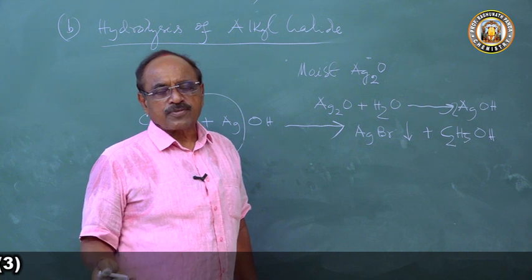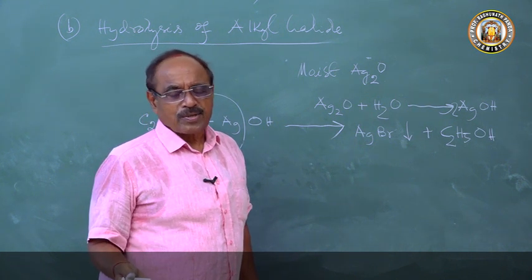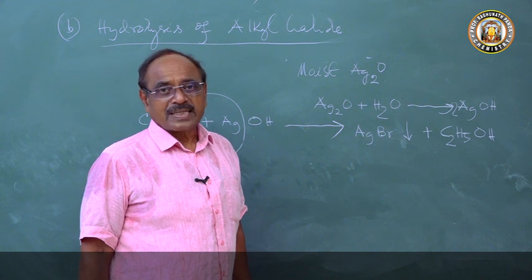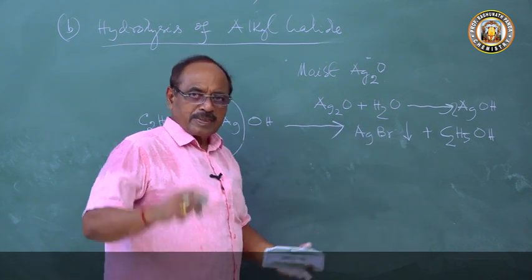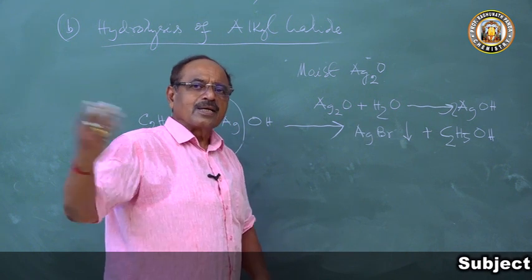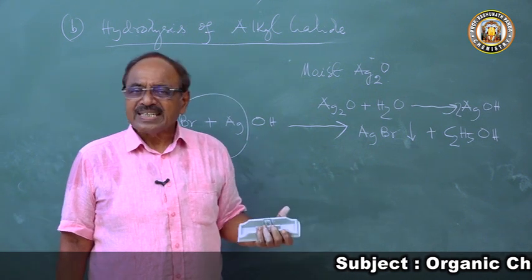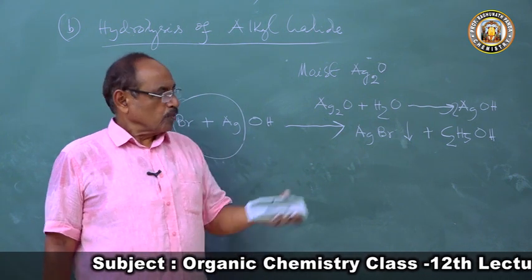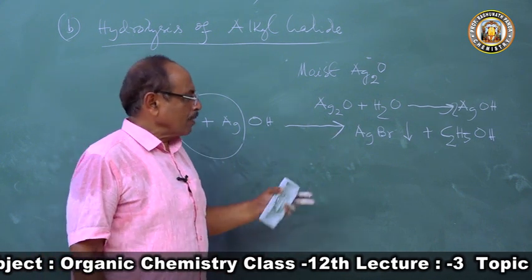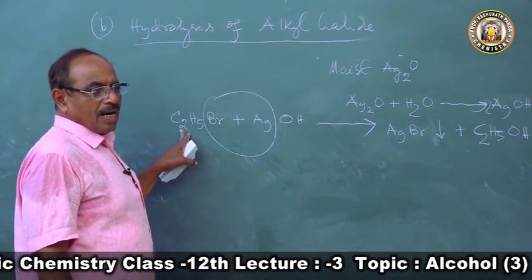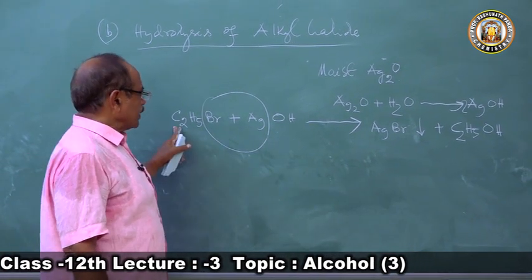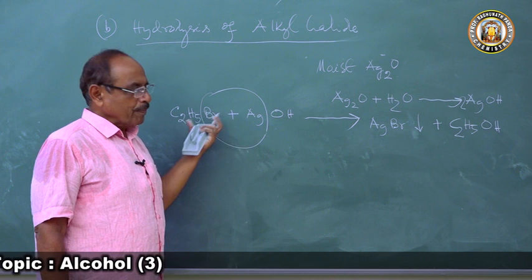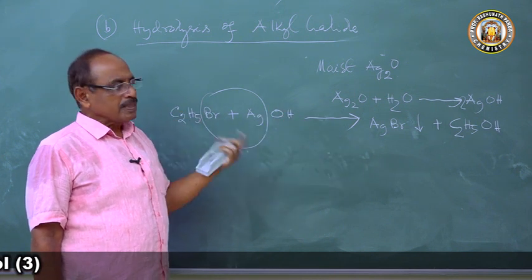Silver bromide is soluble in concentrated ammonium hydroxide, and silver chloride is soluble in dilute ammonium hydroxide, forming a complex. This is very easy to separate because the precipitate will remain at the bottom of the container. So when an alkyl halide is treated with moist silver oxide, it undergoes hydrolysis to produce ethyl alcohol. Depending upon the alcohol you want to prepare, you will choose the alkyl bromide. If you want propyl alcohol, you will take propyl bromide. If you want to prepare isopropyl alcohol, we will take isopropyl bromide. So this is another method.